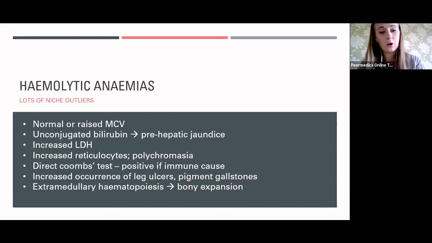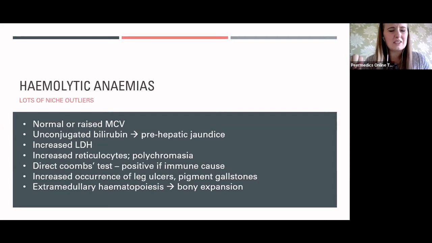LDH is raised because you've got increased cell turnover, more reticulocytes, and polychromasia. That just means we've got more of a range of colours in your cells because you've got a bigger range of cells at different ages, so precursors through to mature erythrocytes. If it's an immune cause, if it's autoimmune hemolytic anemia, your direct Coombs test will be positive because you'll have autoantibodies against your red blood cells in your circulation.